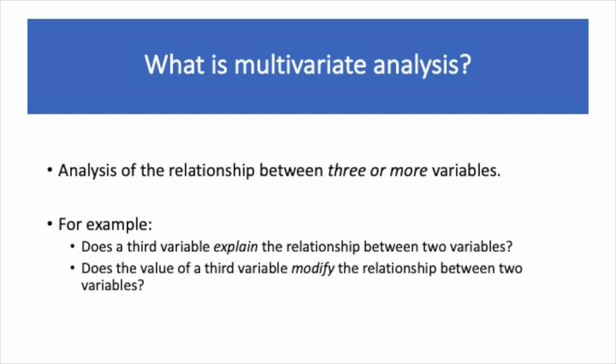So for example, maybe we want to know if a third variable explains the relationship between 2 variables. So maybe we do some bivariate analysis, we see that there's some correlation between 2 variables, and we think that there's some intervening variable that might explain why we see that correlation. We're going to talk about this type of multivariate relationship in the module.